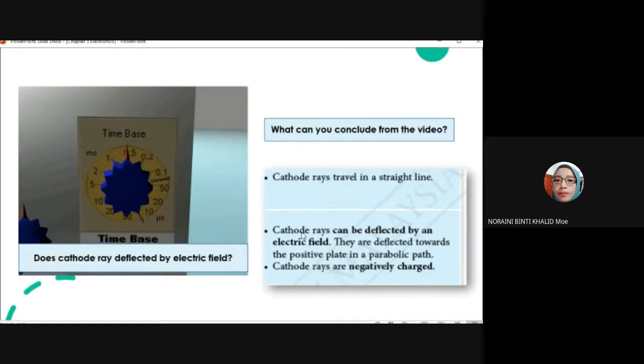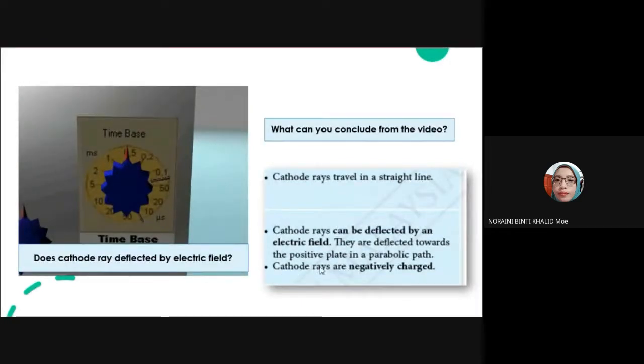The second one, cathode rays can be deflected by an electric field. They are deflected towards the positive plate in a parabolic path, and cathode rays are negatively charged because they are always deflected towards the positive plate. As we know earlier, cathode rays are actually a beam of electrons. Thus, they carry the property of electrons.